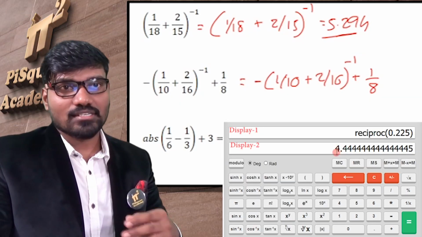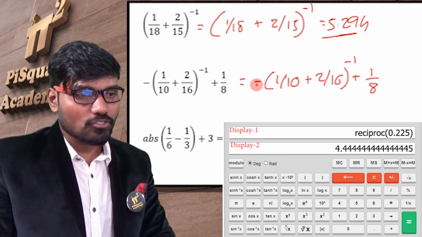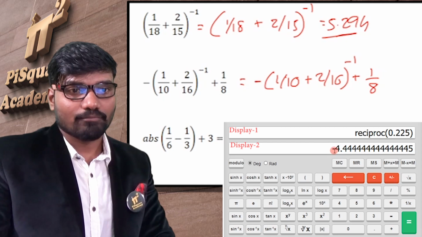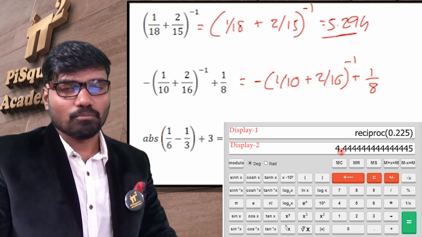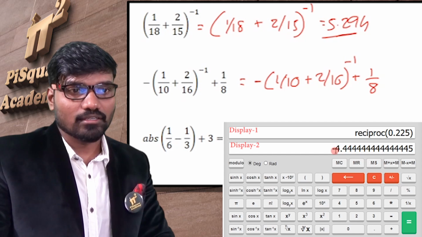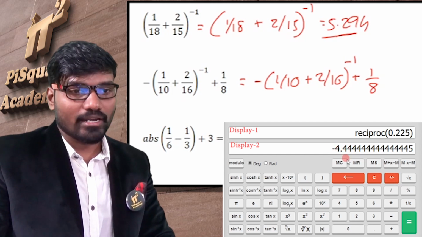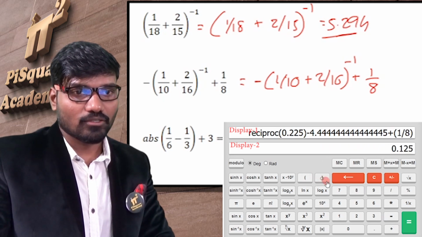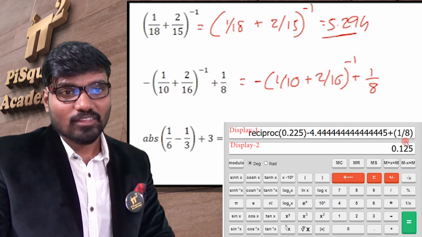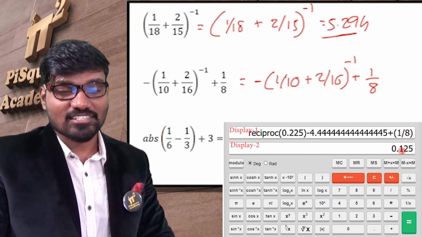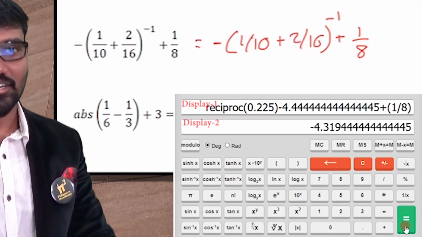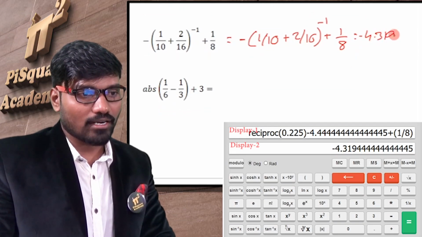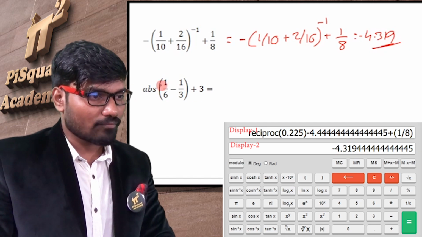Now I want to change the sign because here we have negative polarity. For that, if I hit this operation, see, negative. If I hit again, it will become positive. The polarity will change. Hit it, I want the negative sign. Then we'll add plus 1 by 8. So plus, open bracket, 1 by 8. This is the initial result, not the final result. Hit this twice to get the final result. So the final result is minus 4.319.